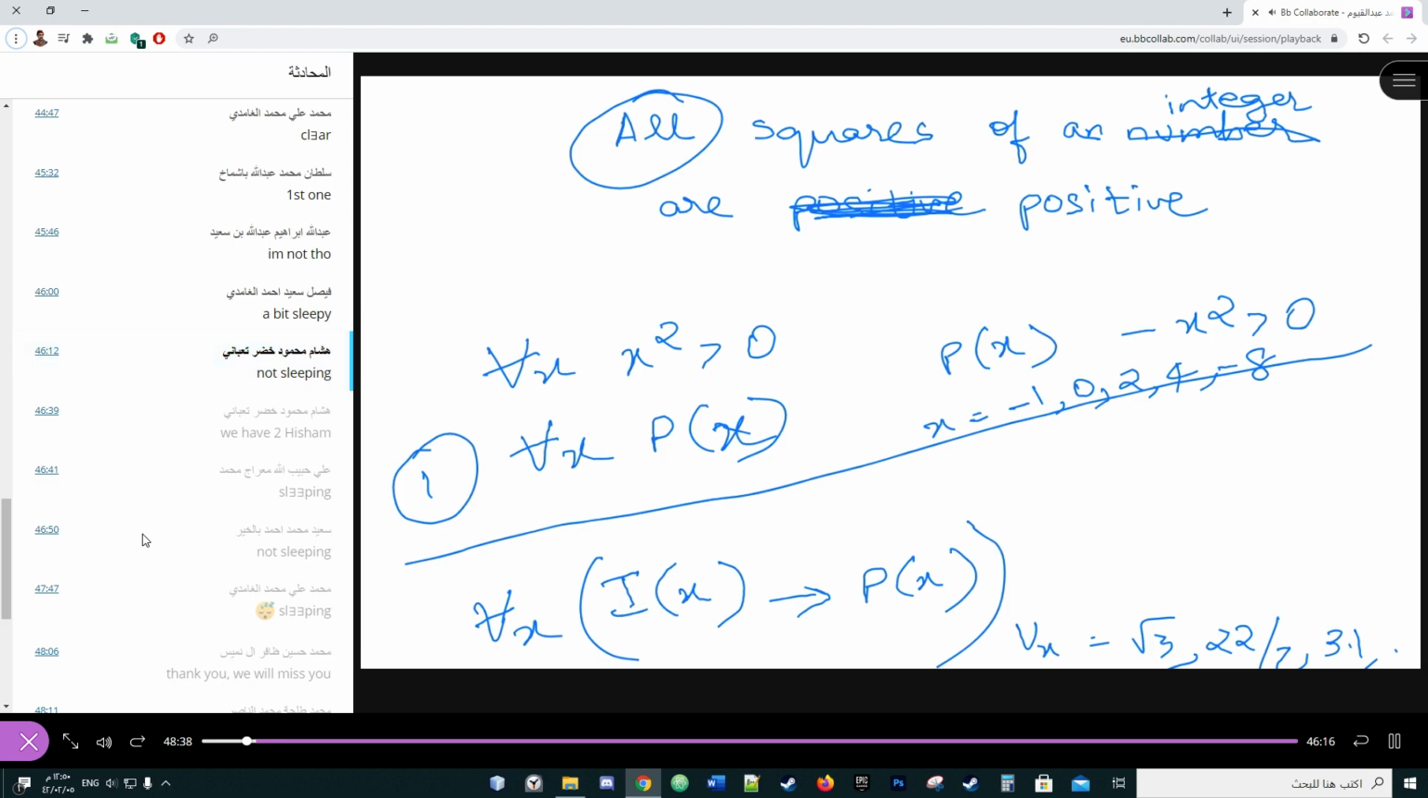Rami, Sadan, Saeed, Abdullah Khalid, Mu'taz, Hisham. Where are you? Yeah, they're sleeping.